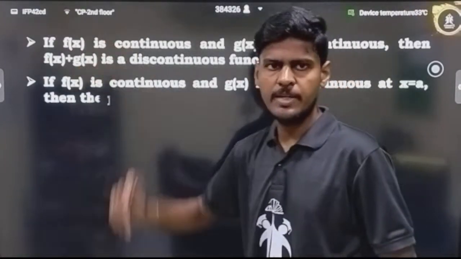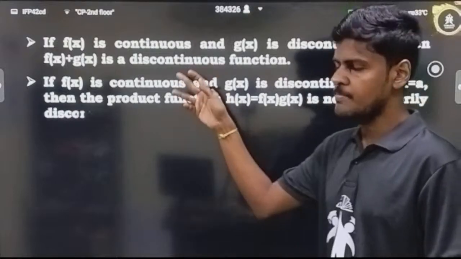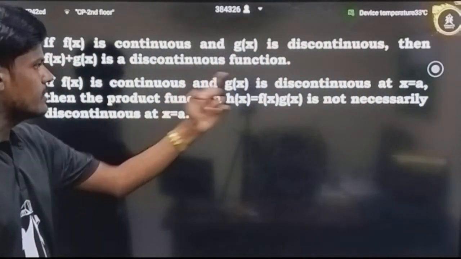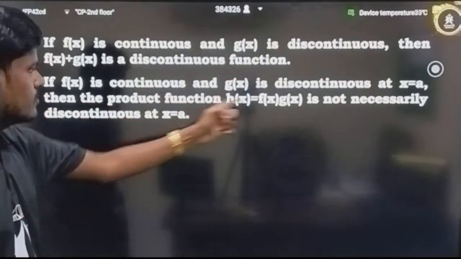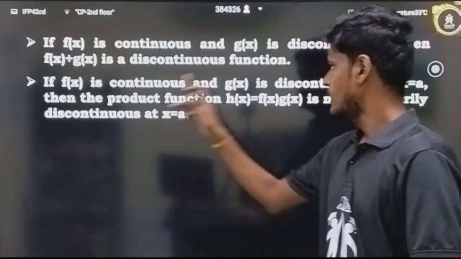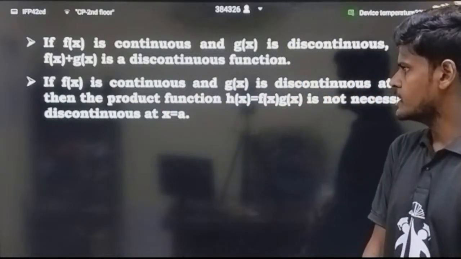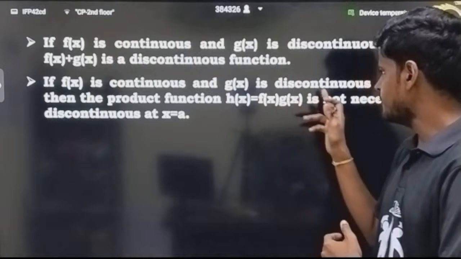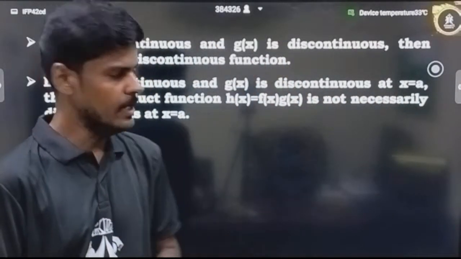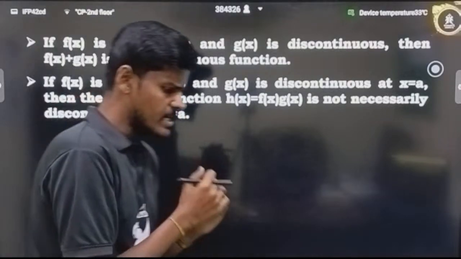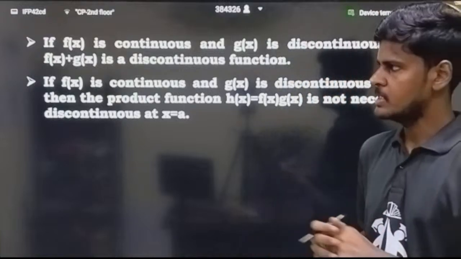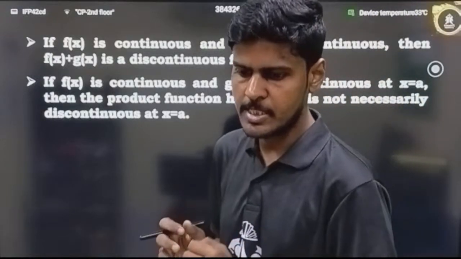Similarly you can tell about subtraction, but subtraction may or may not be discontinuous. If f of x is continuous and g of x is discontinuous, then what about the product? The product f of x into g of x is not necessarily discontinuous at x equal to a. We will understand with another example. How is this condition possible? Sir, f of x is continuous and g of x is discontinuous.